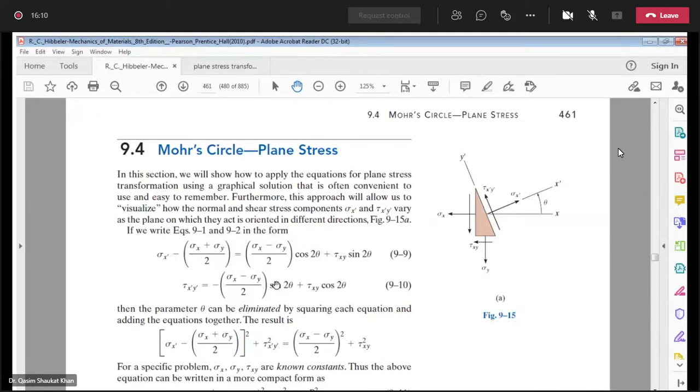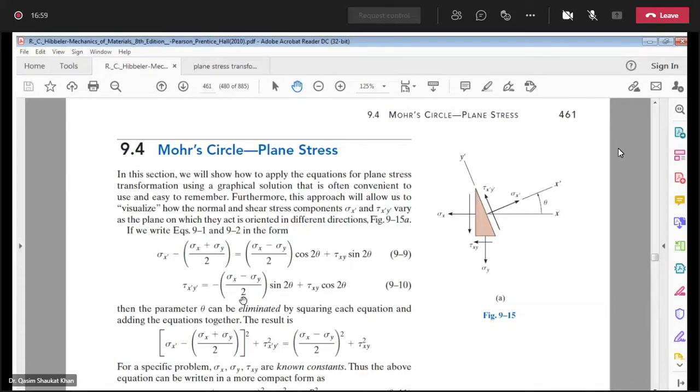So now the parameter theta can be eliminated from these two equations. How can it be eliminated? If we take the square of each of these components, then the parameter theta can be eliminated by squaring each equation and adding the equations together. Guys, later on when you do this, please do this calculation as well: take the square of these parts, then add the two equations together.